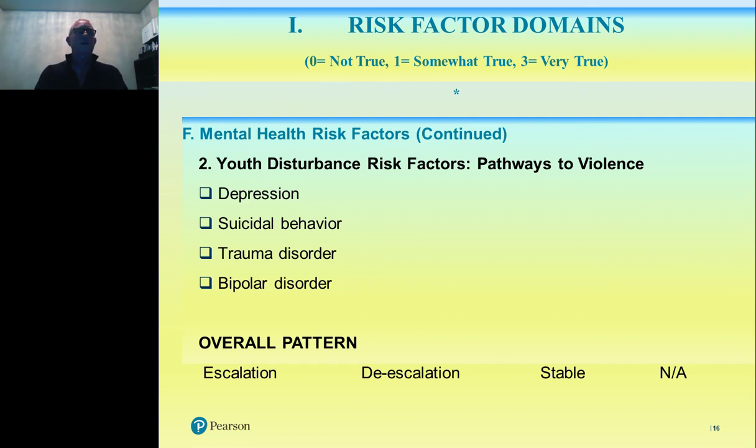So again, after you've ranked all of these pathways to violence and also the risk factors on the 0 to 2 scale, you would summarize how you overall see this: escalation, de-escalation, stable, or it doesn't really apply, as perhaps mental health risk factors are not a part of this child's immediate makeup.